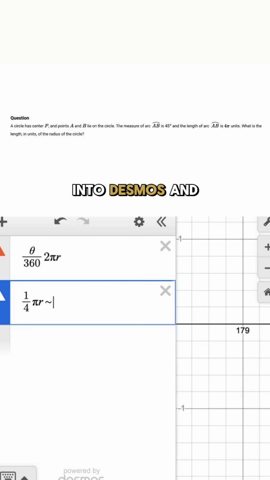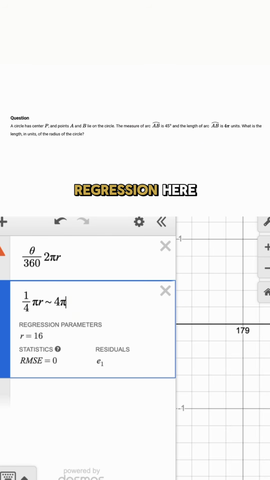Type that straight into Desmos and solve for r. We can use regression here. Don't bother cleaning up the pi's and the fractions by hand. r equals 16. Now here's the trap.